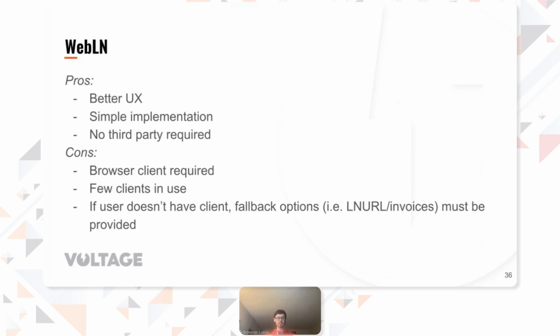Another downside is there are few clients in use. In fact, I only know of one, which is Alby, the Alby browser extension. If you know of more, drop them in the chat. There used to be one called Joule, but I think that is actually the project that Alby is now based on, and Joule is kind of deprecated. So it would be nice to see more optionality in that space.